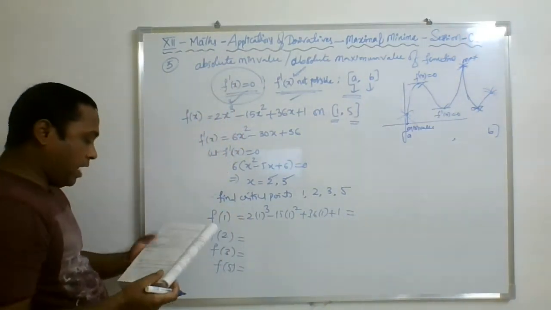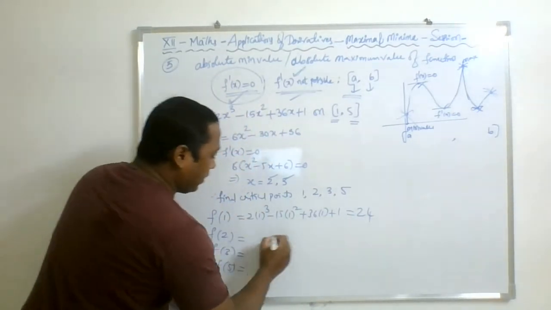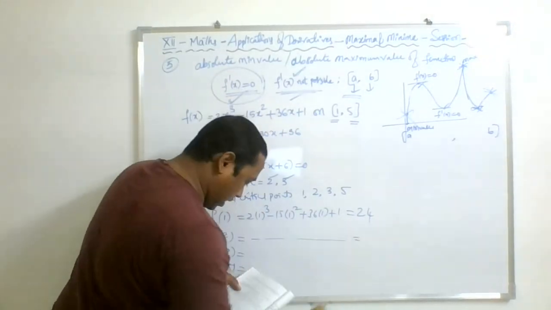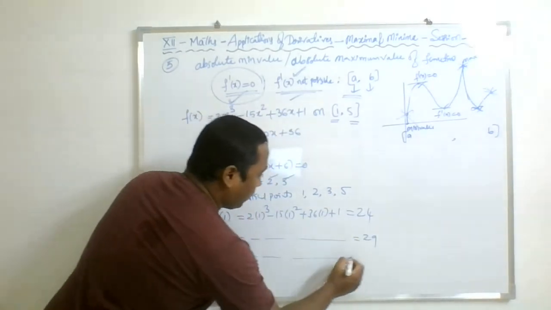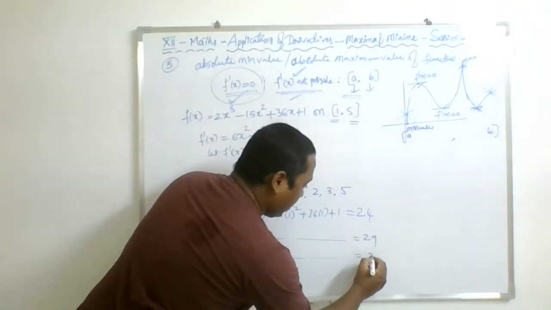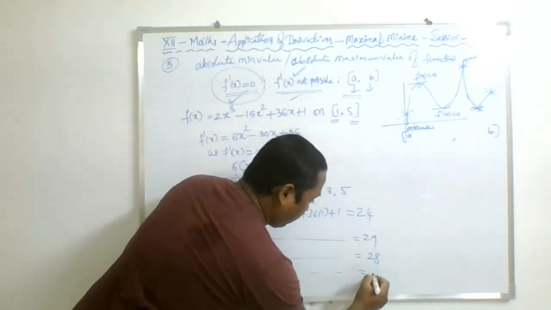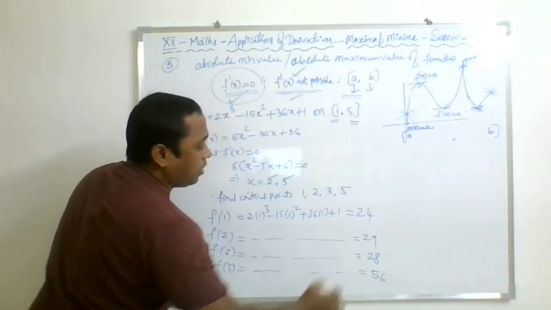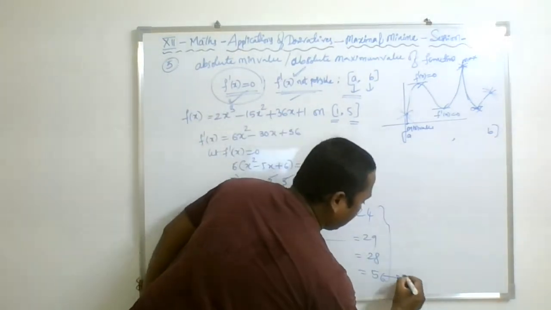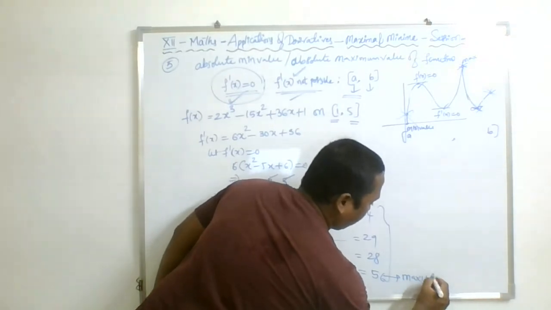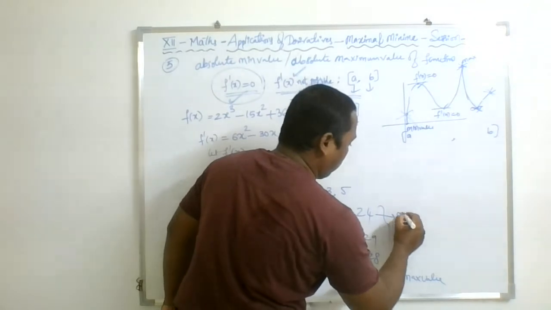So if you find f of 1, we'll get 24. In the same manner, if you do f of 2, you will get 29. F of 3, you will get 28. F of 5, you will get 56. Now out of these 4, you can see 56 is the maximum value and the minimum value is 24.